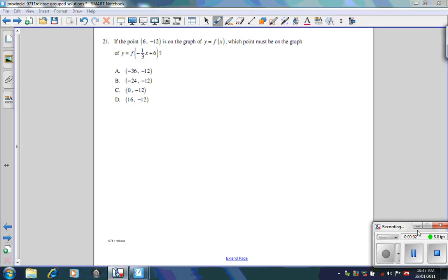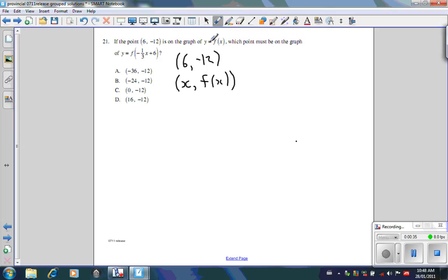Here's a classic provincial exam question that can be very confusing if you don't understand function notation. So let's just remember function notation. I've got a point. The point is 6, negative 12. Really what I've got here is a value for x. And this value here, the y value, is f of x. That's function notation. Our input is x, our output is f of x.